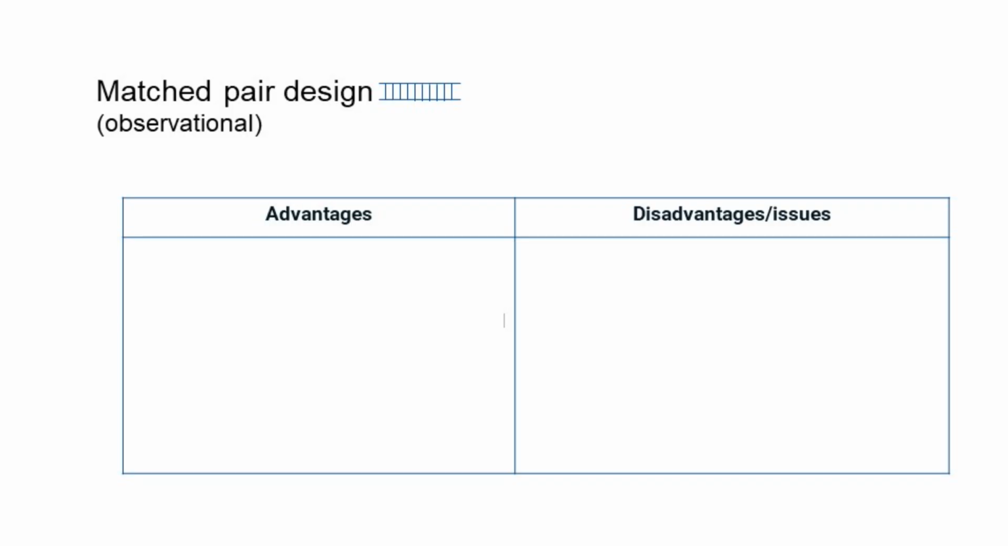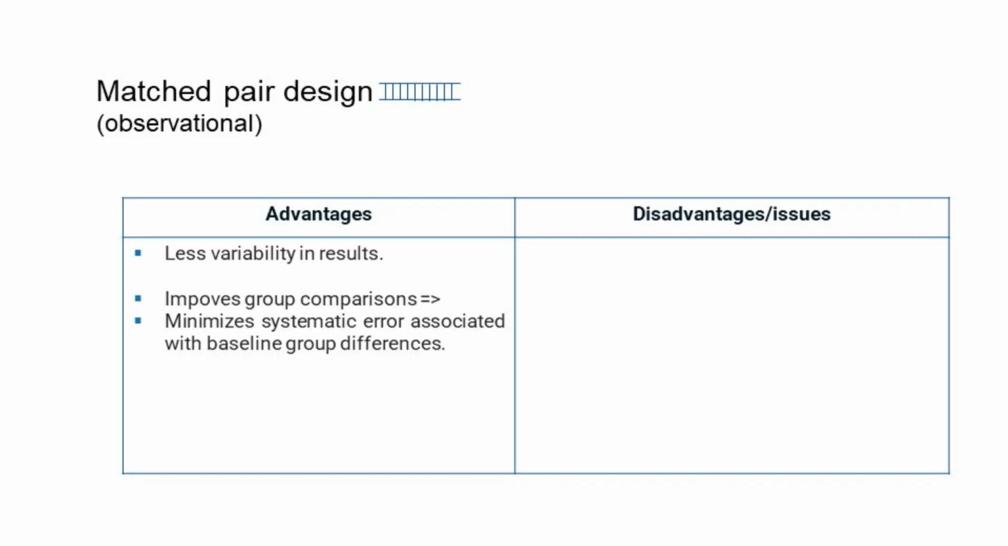The main advantage of matching is that it minimizes systematic errors associated with baseline group differences, thereby reducing variability and improving the accuracy of group comparisons. This approach is widely used in studies of diseases and health outcomes. However, matching has some limitations.